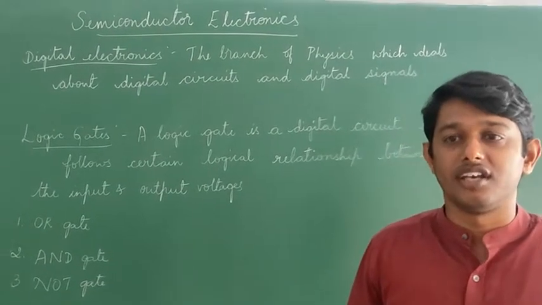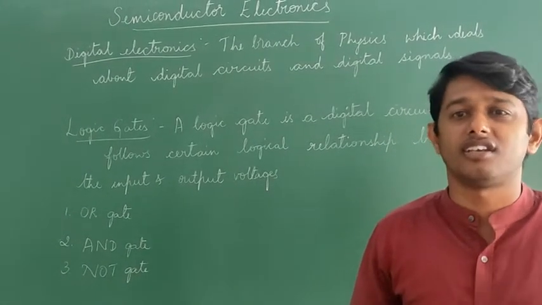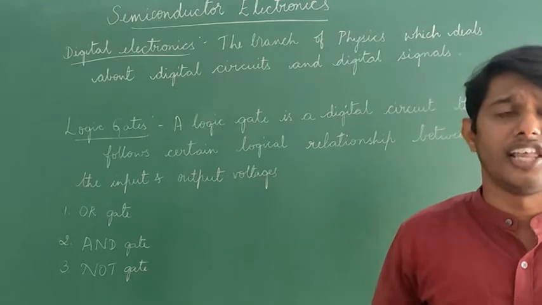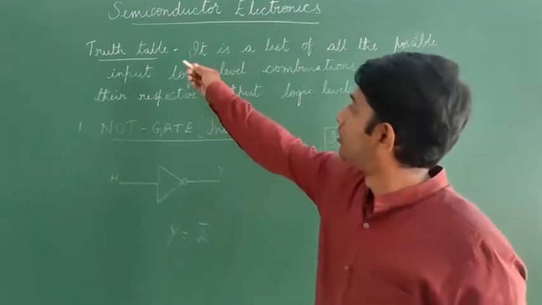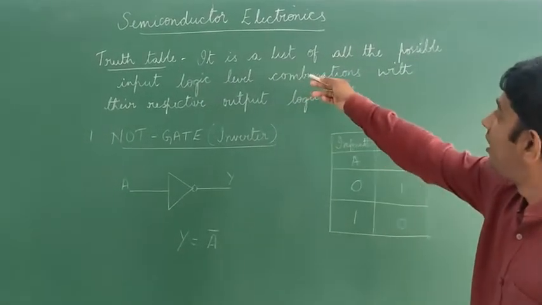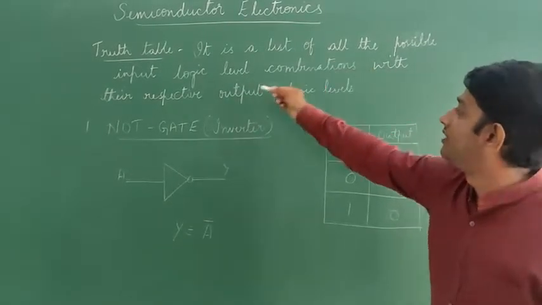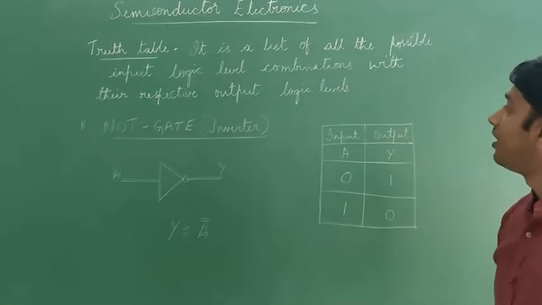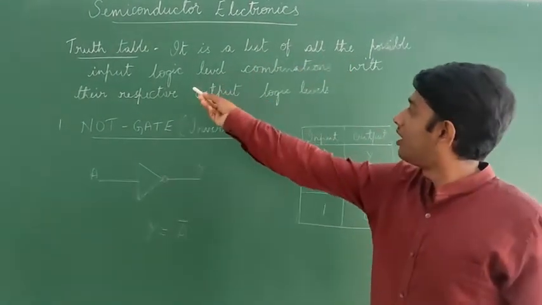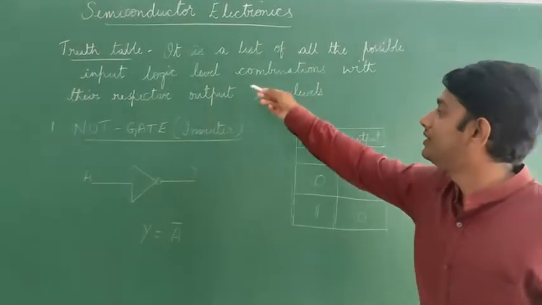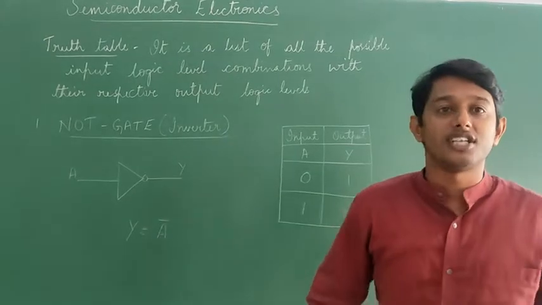Logic gates are used in calculators, digital watches, computers, robots, industrial control systems, and in telecommunications, etc. The next topic is truth table. It is a list of all the possible input logic level combinations with their respective output logic levels.